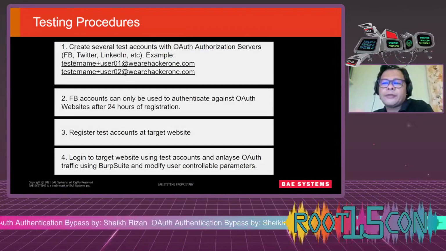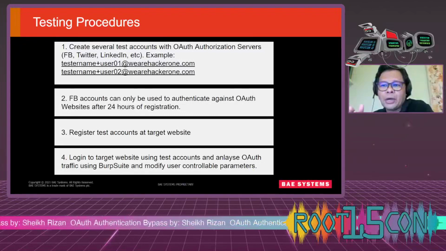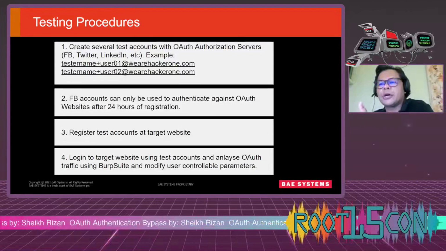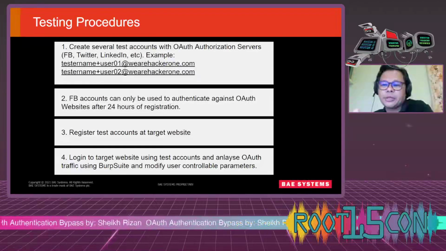And once you have the FB accounts created, user 1 and user 2, go ahead and register these accounts at the target website. In this case, we say we are testing a fictitious website called abc.com, which is our target. After registering both accounts, we will use the Burp Suite application to intercept and tamper the parameters that get parsed between the client and the resource server.